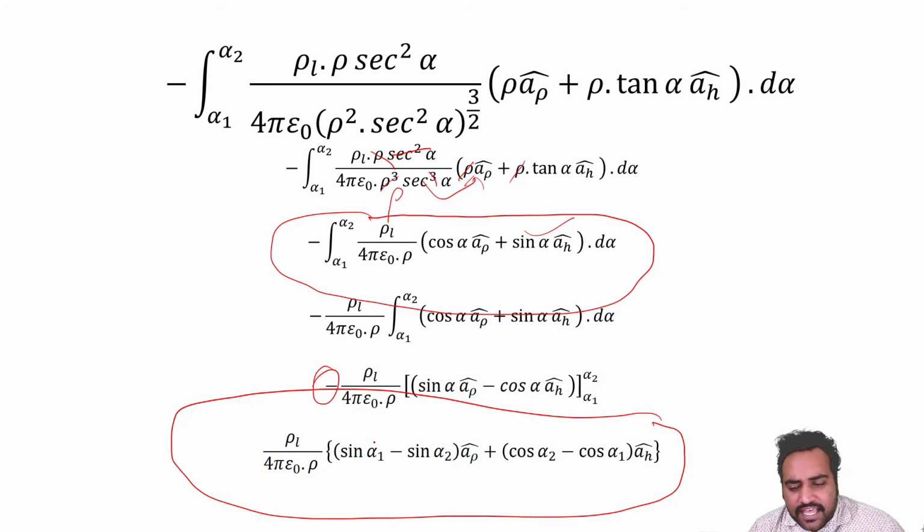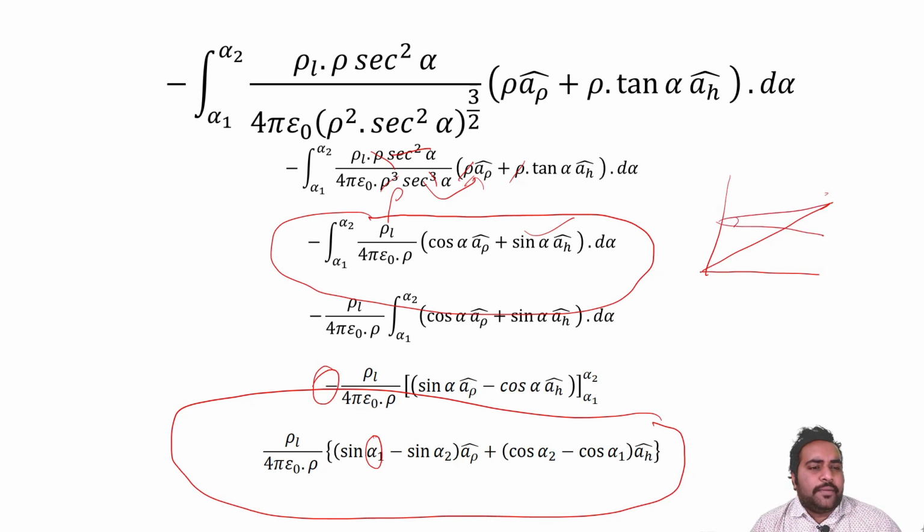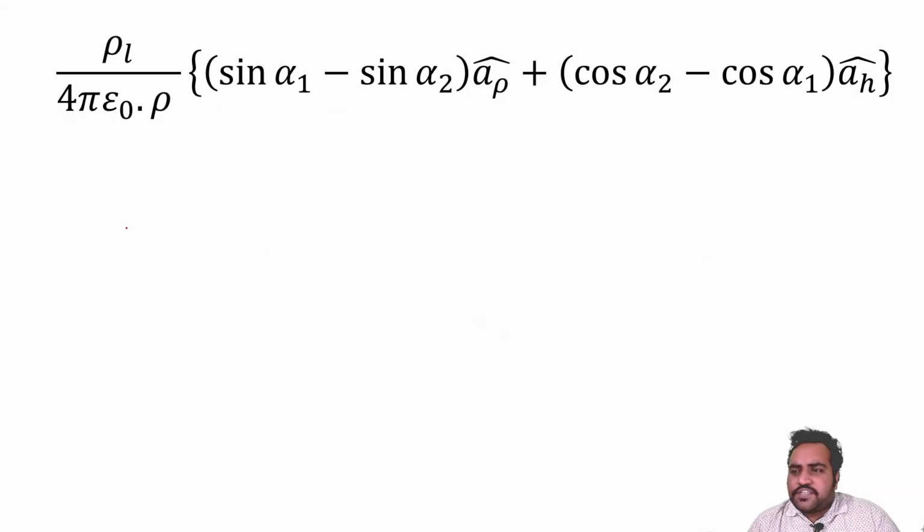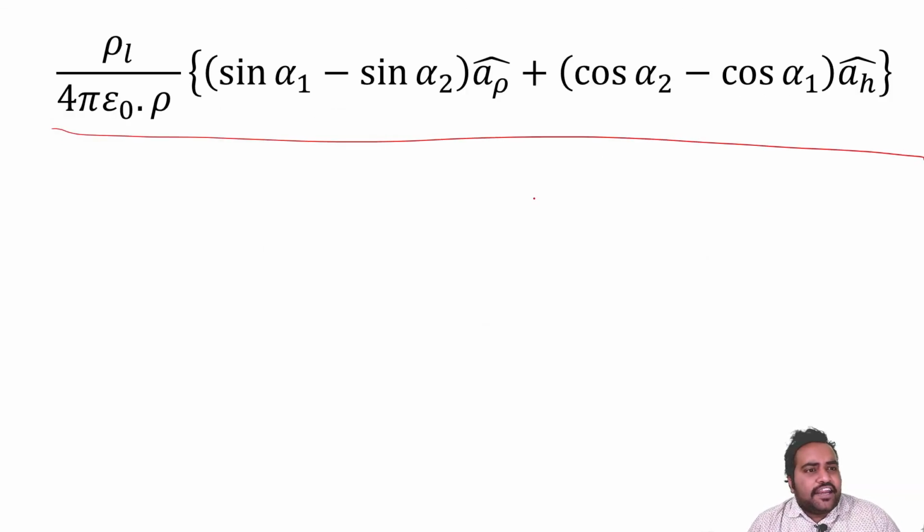What is alpha 1? Alpha 1 is the angle you may remember H1 is making with rho, and alpha 2 is the angle H2 is making with rho. So if you have the angles it is making, then you will be able to solve this problem. This expression is the final expression for electric field intensity because of a finite line charge.